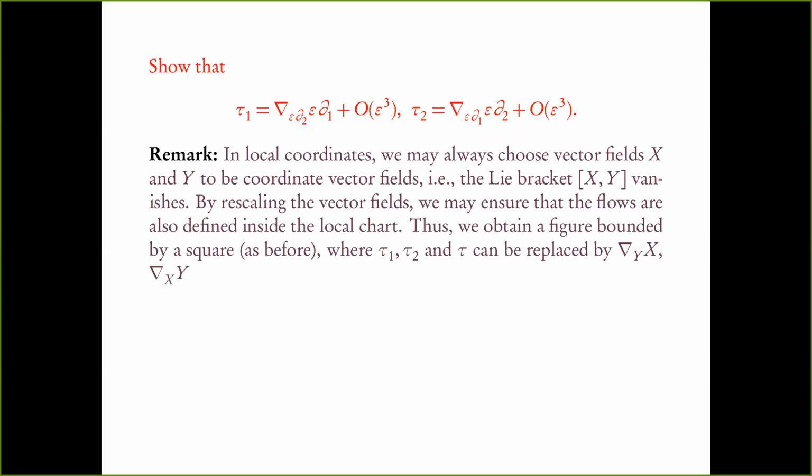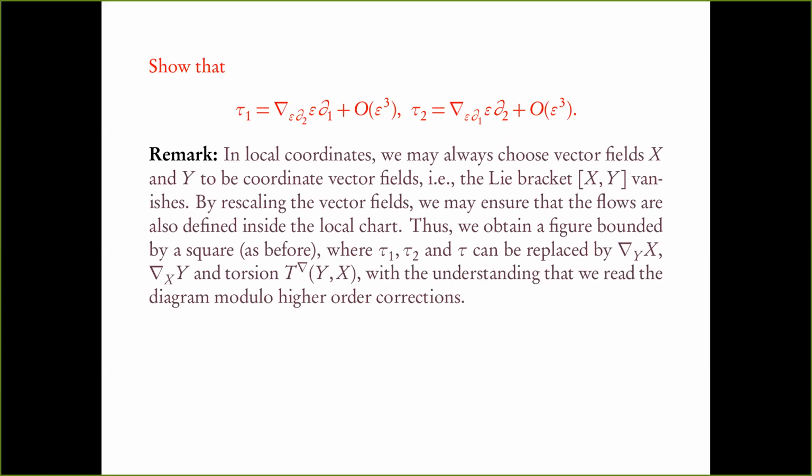So as we saw here, basically, if you do it locally in a patch, tau 1, tau 2, and tau essentially can be replaced by nabla yx, nabla xy, and the torsion up to higher terms. Okay. So that's the first main step towards what torsion is. It's sort of secretly saying that you want to measure the failure of whether parallel transporting one against the other and then the other against the first one, whether they agree.